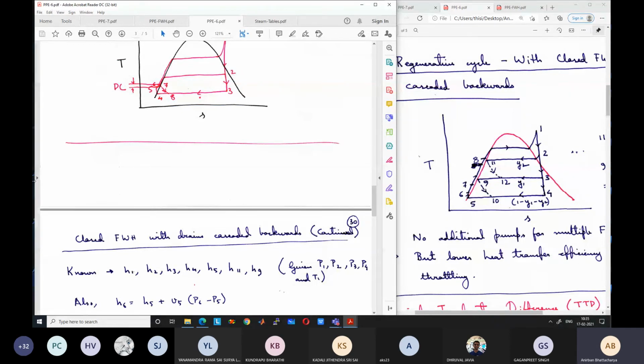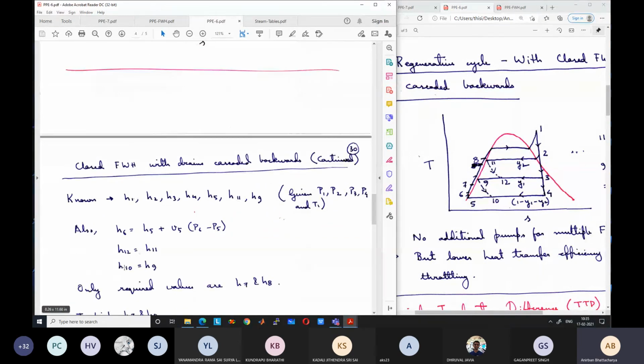What about H6? We can calculate from the pressure difference: H5 plus specific volume at 5 into P6 minus P5. P6 is the boiler pressure, already known to us, the designer. This is 10 MPa and this is 10 kPa. So already known to us, and we can find that.